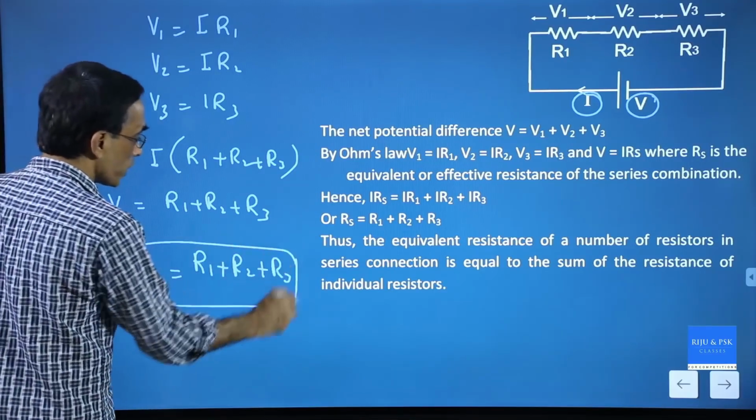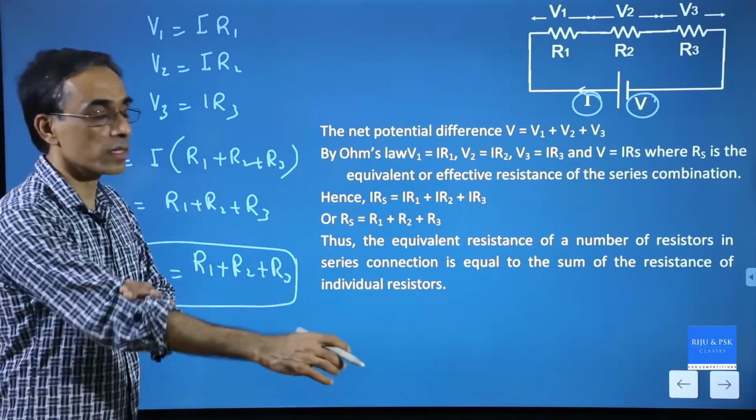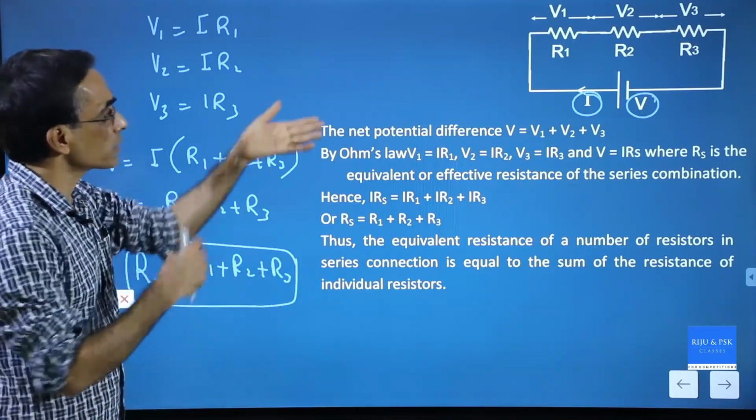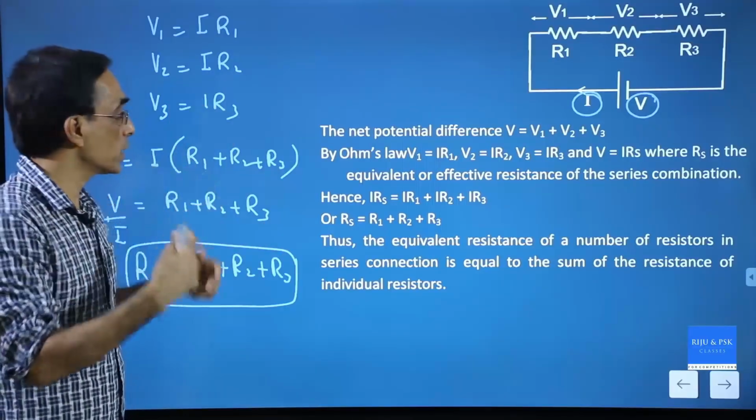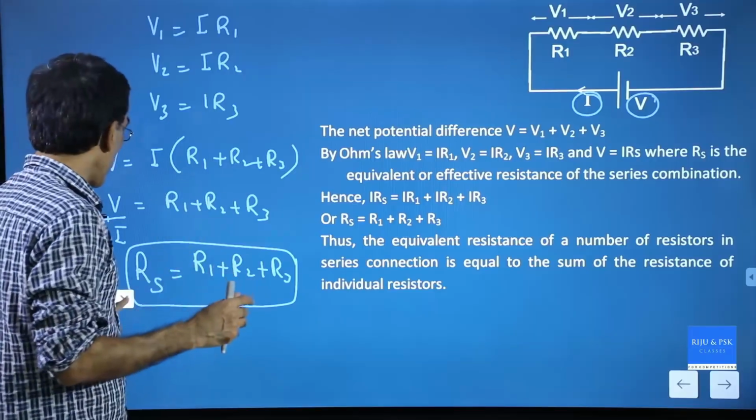I don't think that you need to study the derivation in detail, so you can skip that one because it's not there in the board examination, but you just have to know the connections and the equivalent resistance. RS equal to R1 plus R2 plus R3. In series connection you can simply add them all.